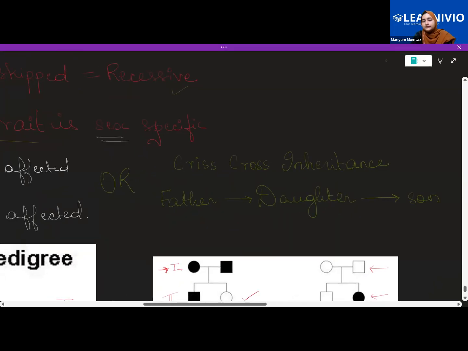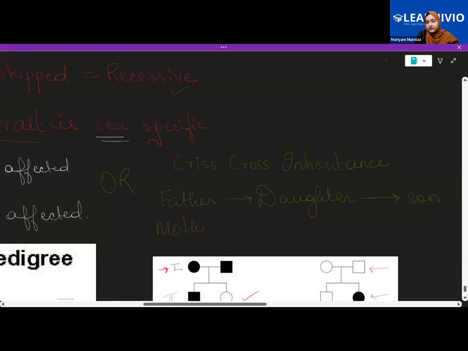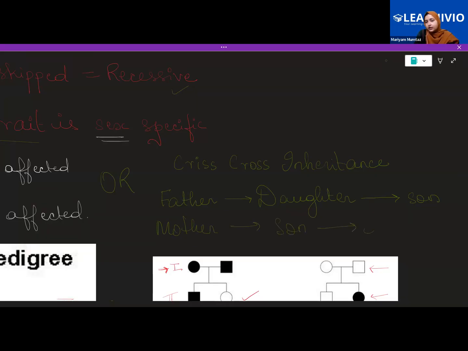Ma'am, is the case always father, daughter to son? No, it could be from mother to son, or to the daughter, like that. The daughter of this person, the son of this person. So in either of the cases, it could be crisscross inheritance.